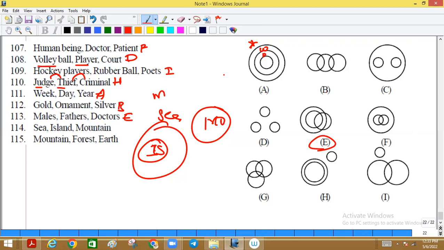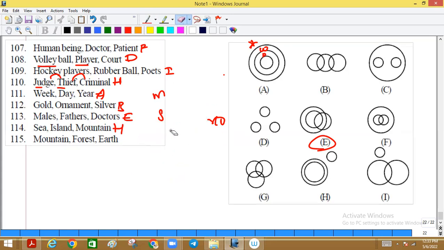What is the answer? This one. H is the answer. In the material, at the end, I will give some more logical questions. Mountain, forest, earth. What is your answer? Obviously, both are present on the earth. Mountains are present on the earth, and forests are also present on the earth. And you know that some mountains are covered with forest, and some forests have mountains. Both are covered with each other. So what is your answer? F is the answer.